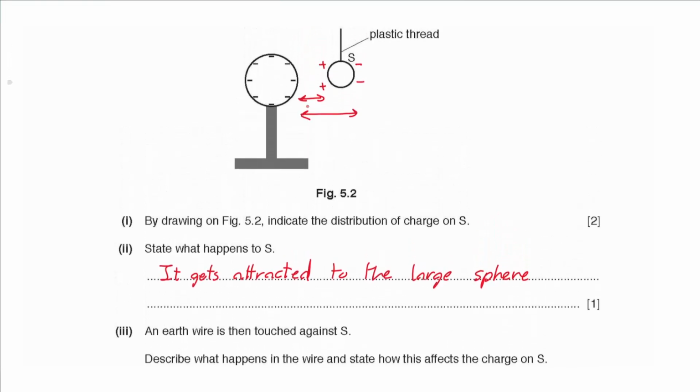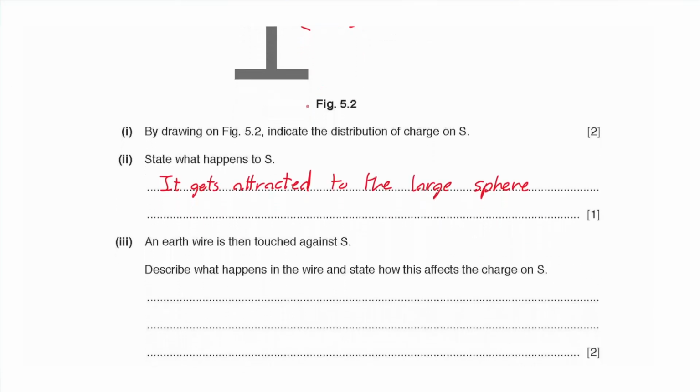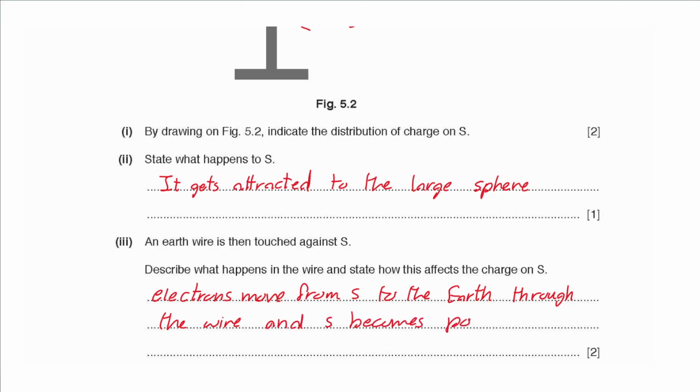Now for this whole system, it is more negative than positive. So when connected to Earth, the Earth absorbs the excess electrons. So we say here that electrons move from S to the Earth through the wire. And when S loses electrons, it becomes positively charged. So S becomes positively charged. And that's what happens with induction charging.